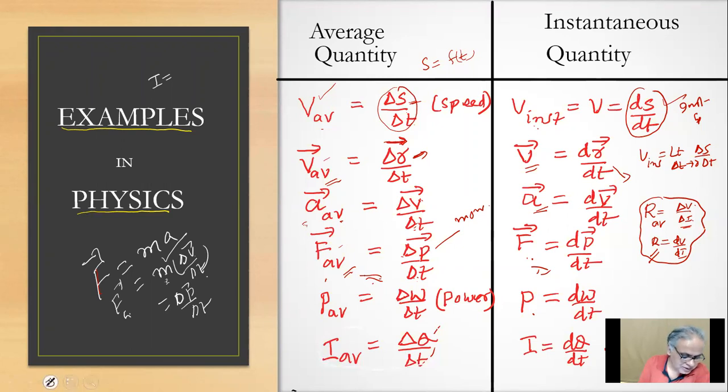Okay, Hari Prasad, something else. Hari, you have a density thing, don't you? Average density: density average equals delta M by delta V. Of course, if the density is constant, we need not define it, but density also can vary. So even there we can define average and instantaneous.